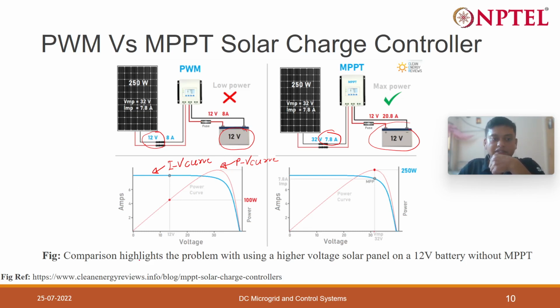So this figure highlights the problem with using a higher voltage solar panel on a 12 volt battery without MPPT. It reduces the efficiency of the PWM solar charge controller. Generally, the PWM solar charge controller is implemented at a smaller level, but for a bigger plant, they always prefer MPPT, and it is always advisable to use the MPPT solar charge controller, so that we can take the maximum power from the PV array. Whatever the maximum power is, we can take it from that PV plant.